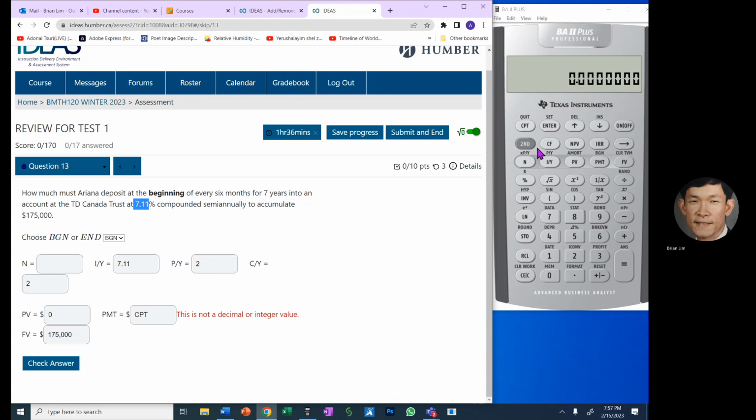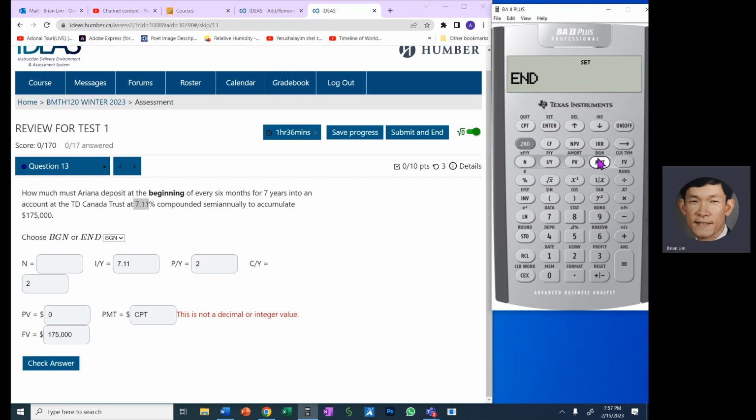So let's begin. Okay, begin mode, so second PMT and end. We change that by clicking on second, enter, and there it's the begin mode. And we can exit or quit through second CPT. Now let's start to enter PY and CY. They're both 2. So second IY and 2 enter for PY, and CY is also 2. And we can exit either here like that, or we could have gone down here.